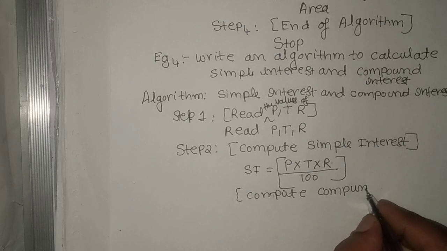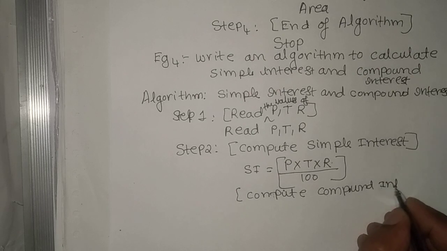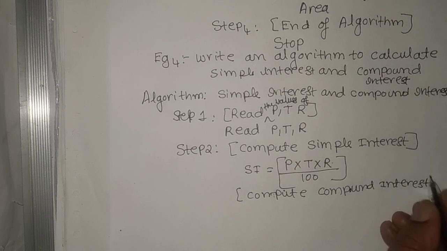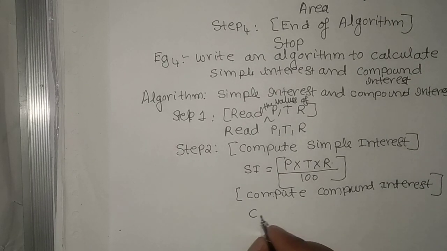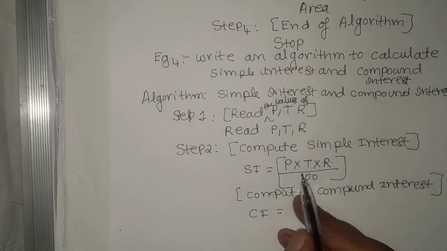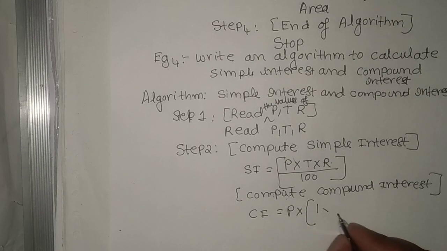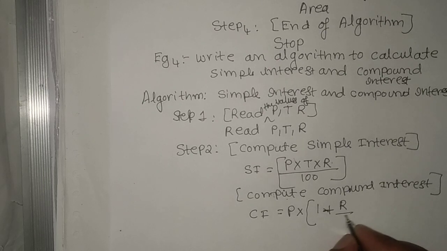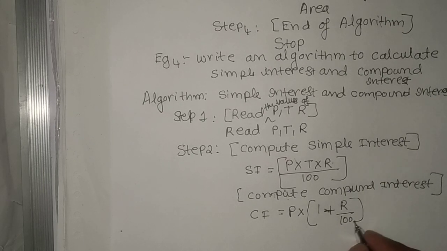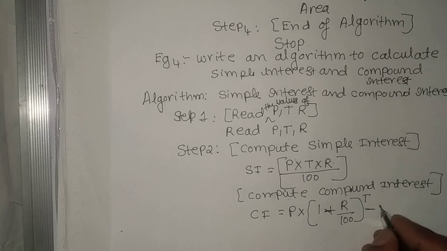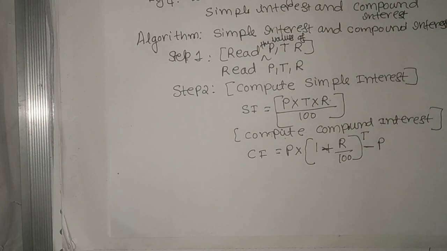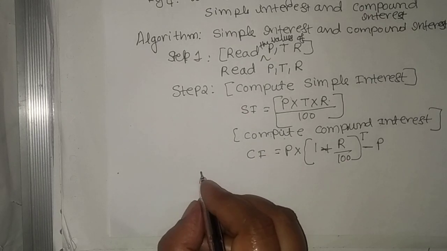So compound interest. So what is the formula? That is compound interest is equal to, if you are confused you can take it as another step. So I am writing in one step, P into 1 plus R by 100 to the power T minus P.